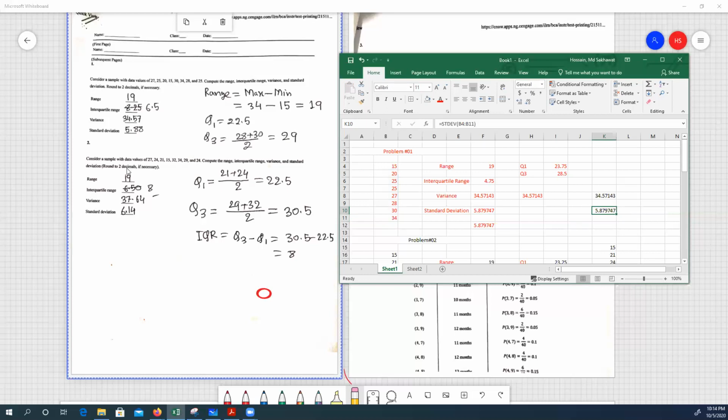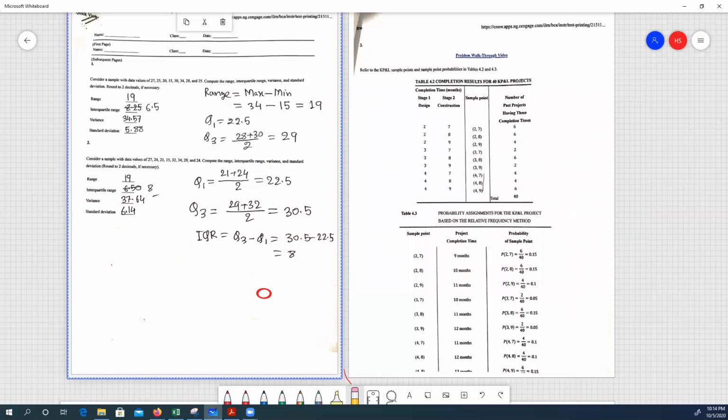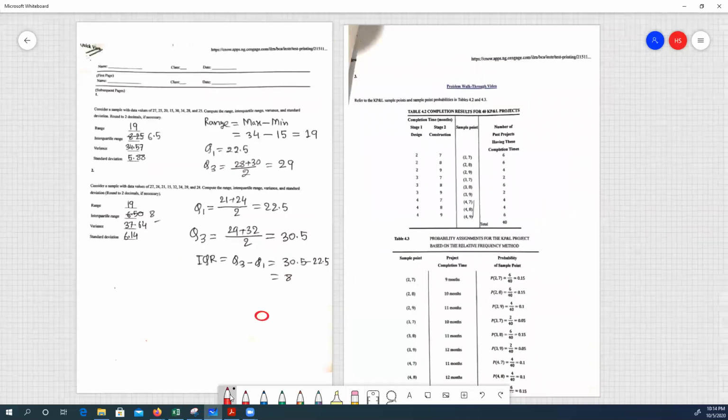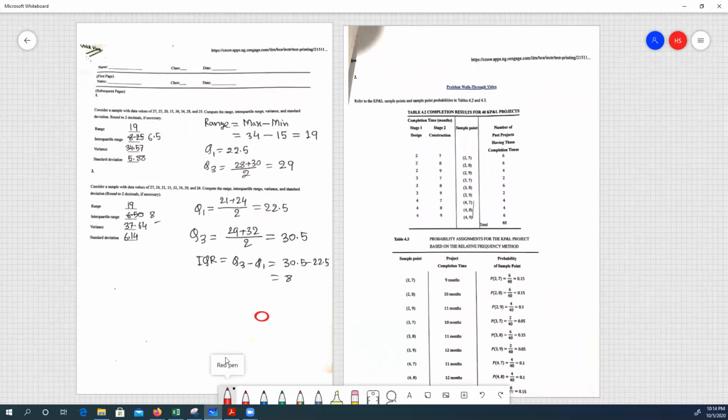Similarly, for number 2, you can use the Excel sheet or you can use the formula. Now I'll show you how to use the formula to find the variance and standard deviation, okay? So let's use this pen. The formula to find the variance is denoted by S squared, which is 1 over n minus 1 times the sum of xi minus x bar, squared.